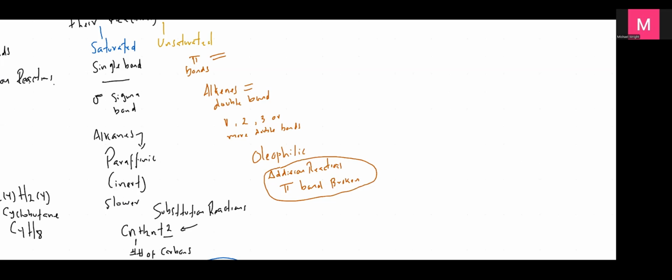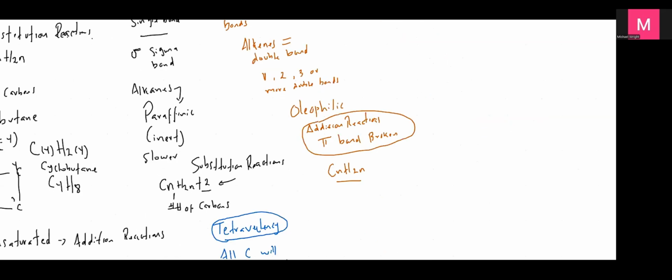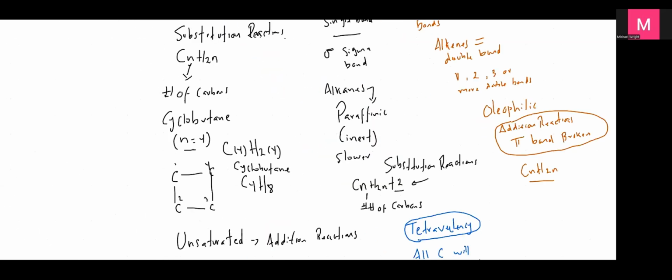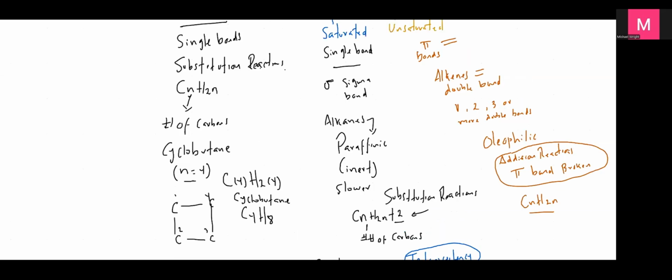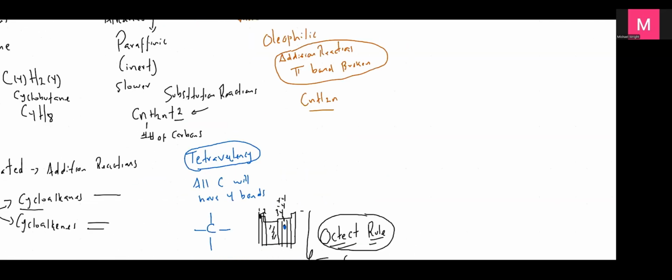Okay, so the general formula is CnH2n, and it's similar to that one that we saw in cyclic saturated cycloalkanes. Got it? So they will have CnH2n, and this formula is similar to this other one. But in this case, we're talking about unsaturated hydrocarbons. Okay, so here we're going to find that they will undergo addition reactions where pi will be broken, as I showed here.